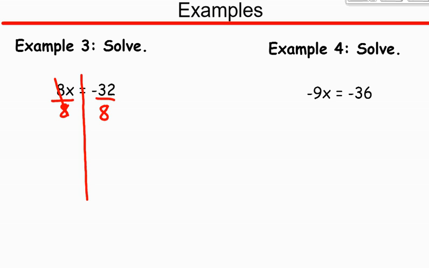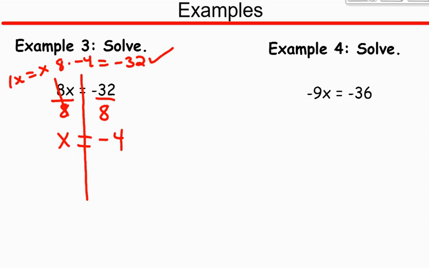That's going to cancel because 8 divided by 8 is 1, and as you know, 1x is the same thing as x. Okay, so my x is going to stay because the 8's have gone, and now I have to divide negative 32 by 8 also, which is going to give me negative 4. Again, if you would like to plug in your answer for x, 8 times negative 4 does equal negative 32, so everything is good.